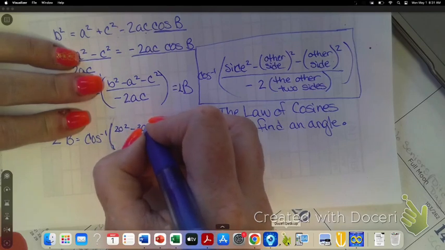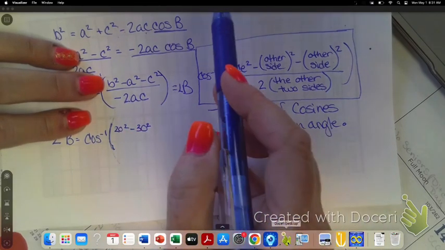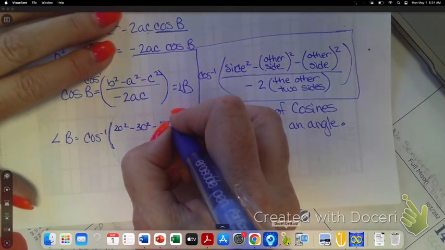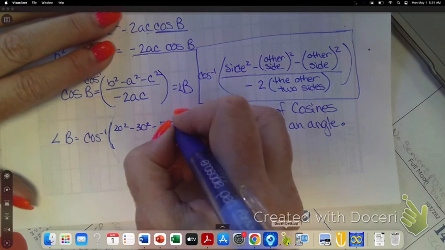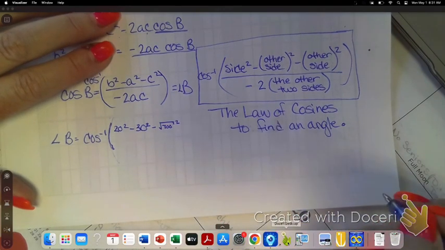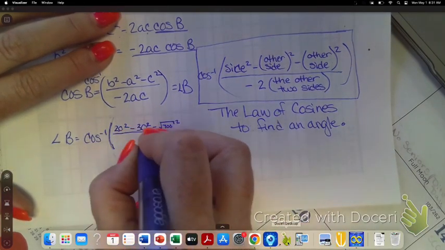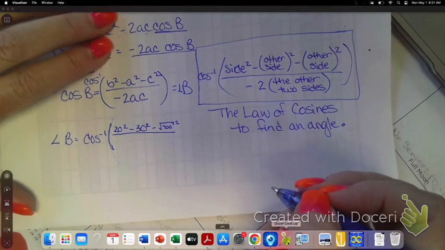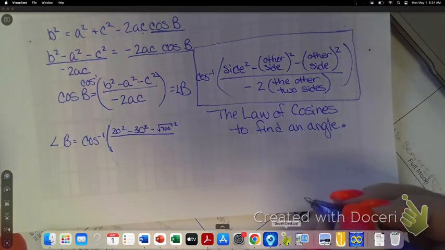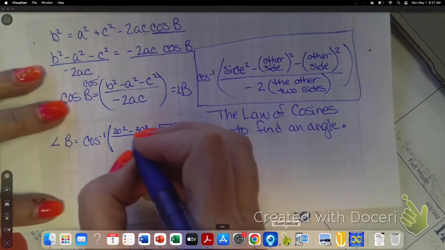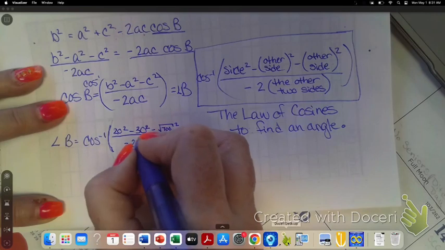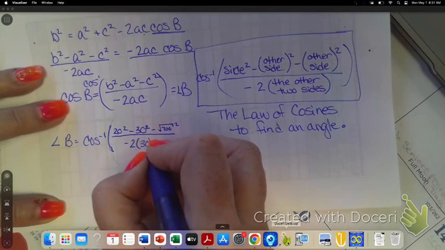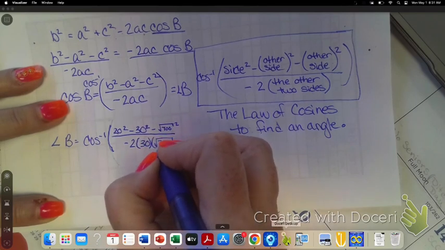Now, I'm going to give you a helpful hint. Don't use 26 inches. Use the square root of 700 if you can. Why would I say that? Would that give me a better answer? Yeah. Now, if it doesn't turn out nice, then yeah, use the decimal. But if it's nice like that, use it. Over negative 2 times 30 times the square root of 700.